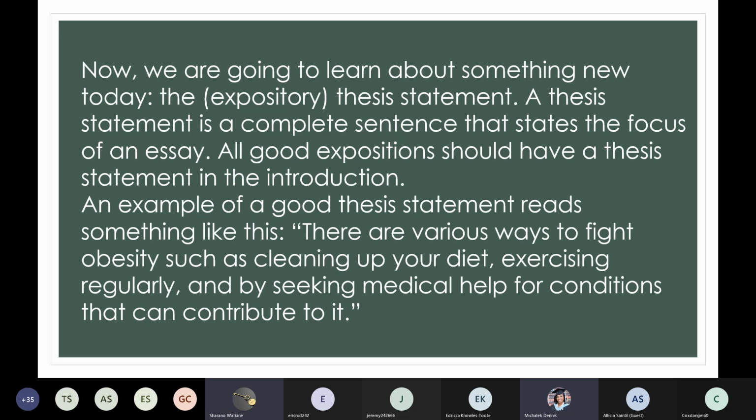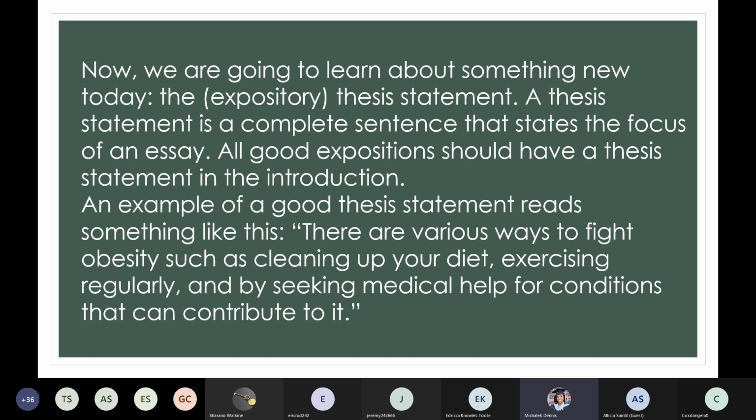Okay, students, yes, you are correct. I see someone said cleaning up your diet. Good job. So that is what your first body paragraph is going to be talking about, cleaning up your diet. What is the second body paragraph going to be talking about, students, based on the thesis statement? I'm actually going to explain that right now.